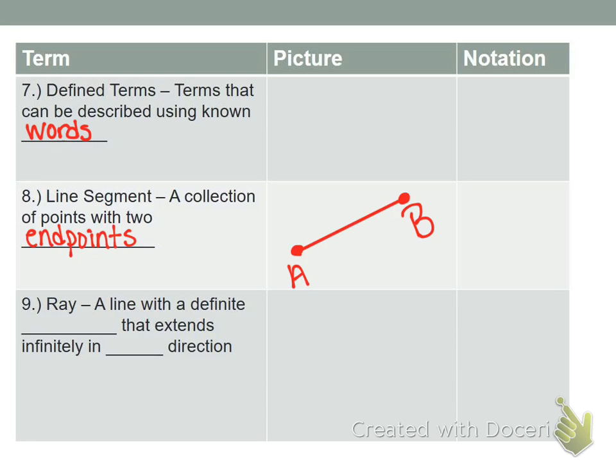Naming line segments is pretty similar to naming lines. So we could call it segment AB, or you can put AB with a bar over the top of it to represent a segment. You can also name a line segment forwards and backwards. So we could call this segment BA. And we could put the BA with the bar over the top of it.